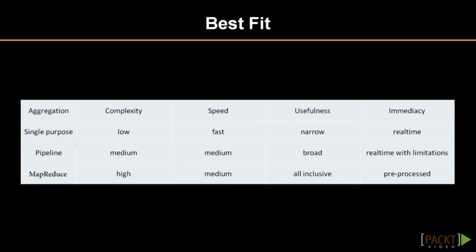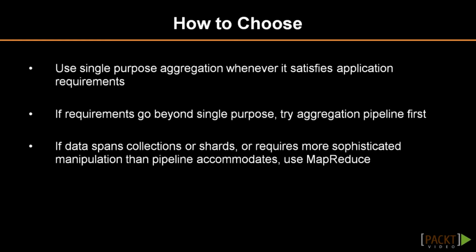Single-purpose aggregation can accommodate real-time queries. For small data sets with appropriate indexes, aggregation pipelines can be used in real time. For larger data sets, pipeline may be too slow. MapReduce always requires pre-processing. When selecting which type of aggregation to use, it's wise to follow these guidelines.